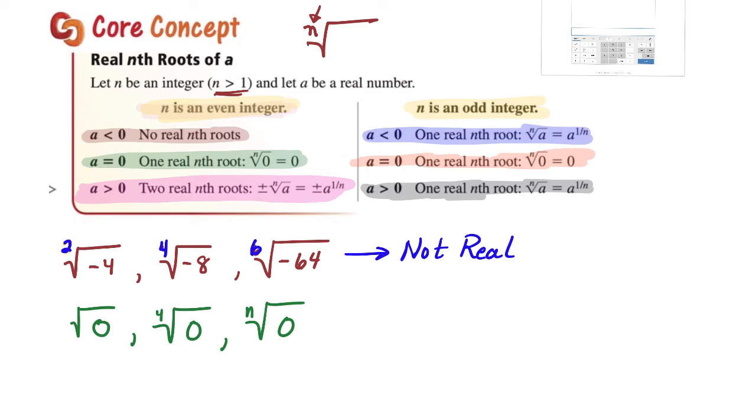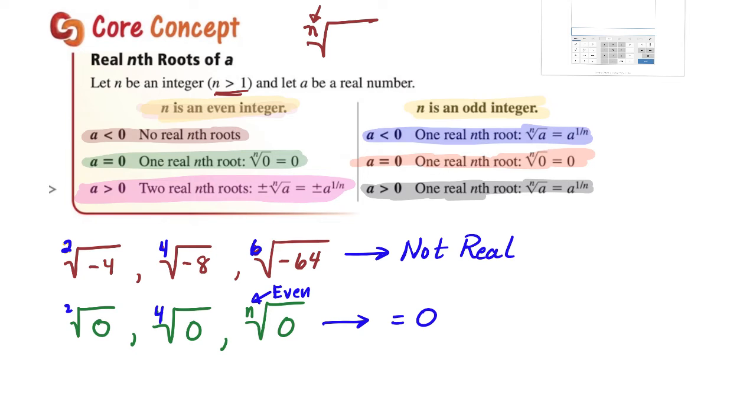Again, it does not matter whether you're taking the square root of it, the fourth root, the nth root where n is even. All of these, you get the same answer. They all equal 0.